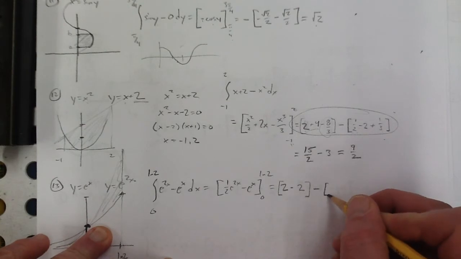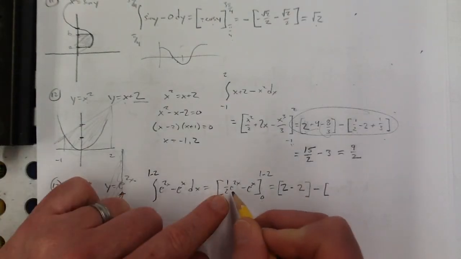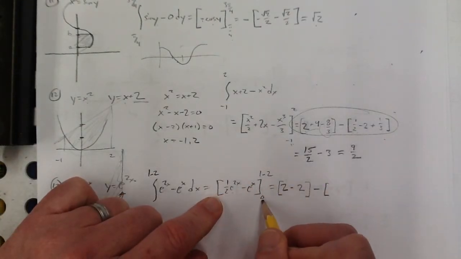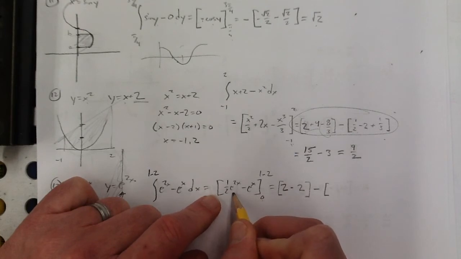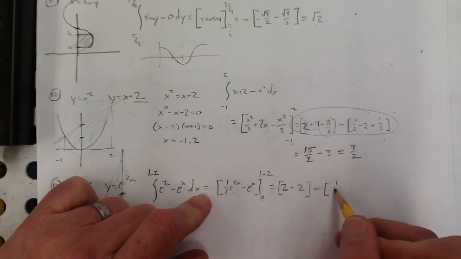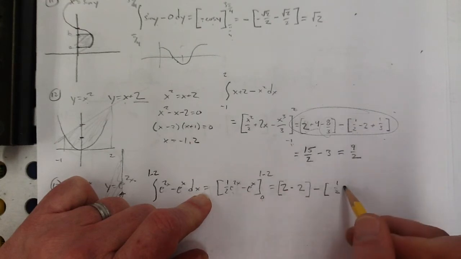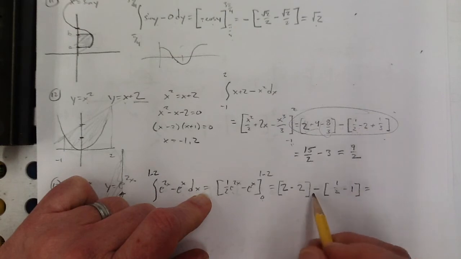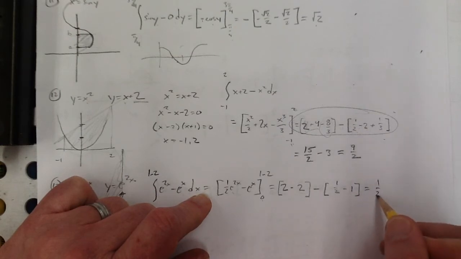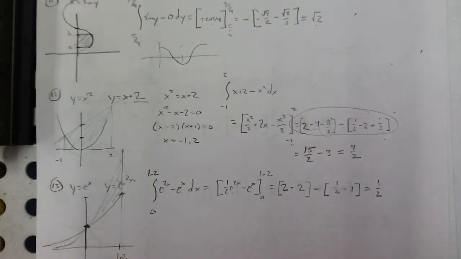Minus here, when I plug 0 in here, maybe we're okay. So I plug 0 in here, I get 1/2 times e to the 0, so that's 1/2. And then minus e to the 0. So that comes out to be positive 1/2. Yeah, that's right.